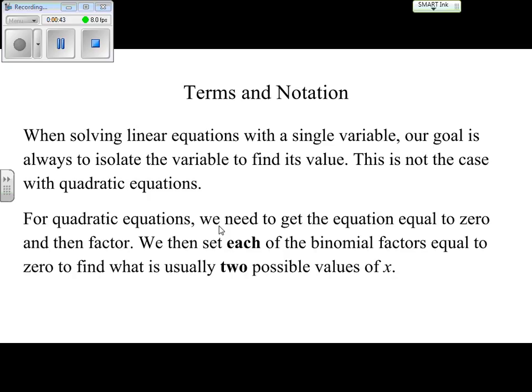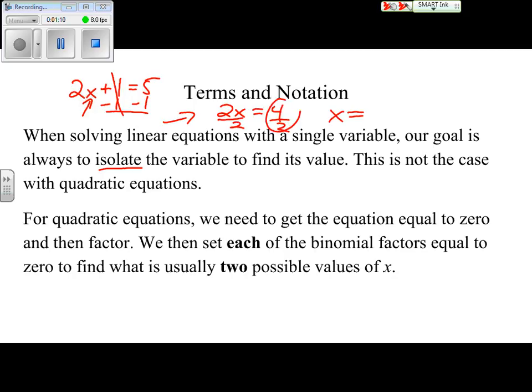When solving linear equations, and by linear equations, I'm talking about freshman algebra problems, like 2x plus 1 equals 5, generally a single variable, our goal is always to isolate the variable. That means get it by itself. So for example, we could subtract 1 from both sides here. I have 2x equals 4, divide by 2, and now I just have x equals 2. So we're getting the variable alone to find its value.